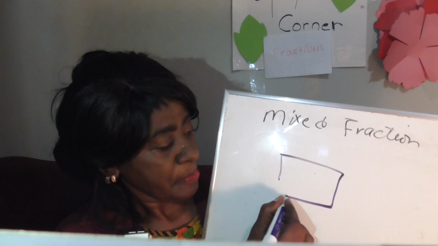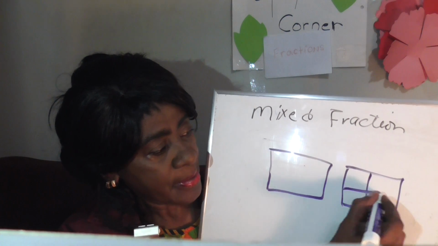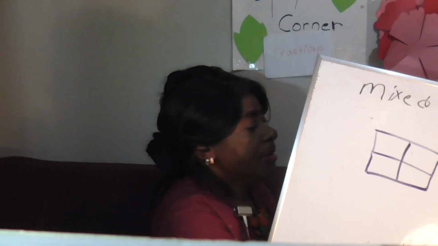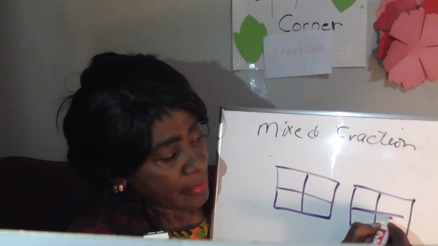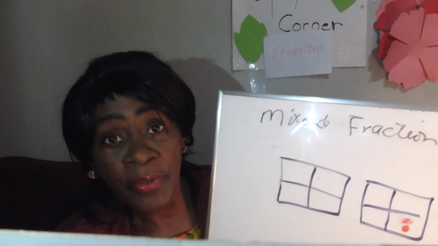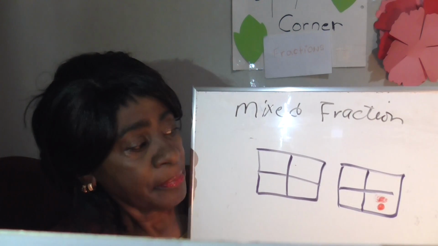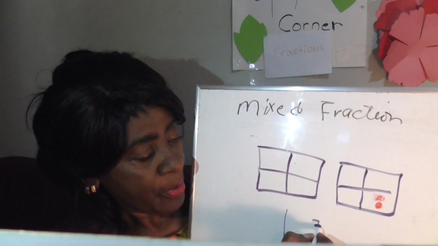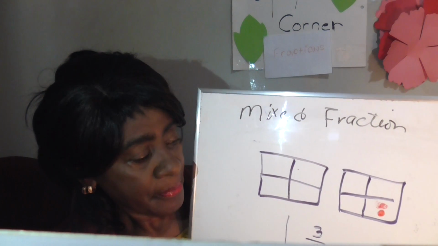A square divided into 4 parts. A square divided into 4 parts. If I put 2 red dots in one of the squares, the question is, how many squares are left without red dots in them? 1 whole square and 3/4 are left without red dots in them. Mixed fraction.